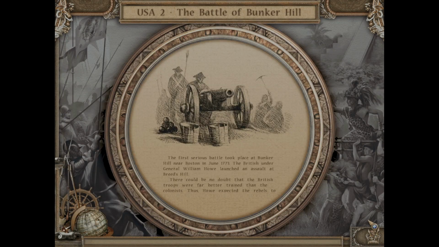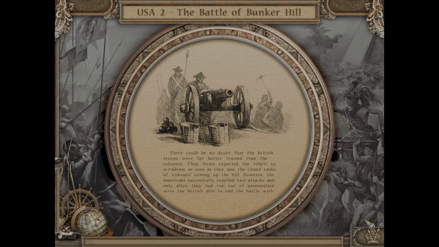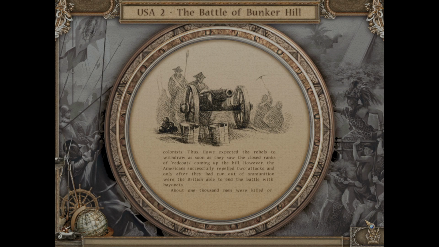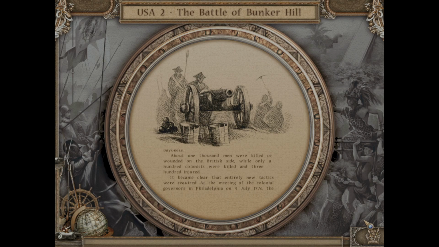The first serious battle took place at Bunker Hill near Boston in June 1773. The British, under General William Howe, launched an assault at Breed's Hill. There could be no doubt that the British troops were far better trained than the colonists. Thus, Howe expected the rebels to withdraw as soon as they saw the closed ranks of redcoats coming up the hill. However, the Americans successfully repelled 2 attacks, and only after they had run out of ammunition were the British able to end the battle with bayonets. About 1,000 men were killed or wounded on the British side, while only 100 colonists were killed and 300 injured. It became clear that entirely new tactics were required.